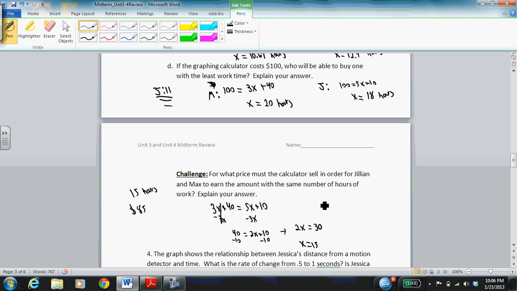So like I said, 15 hours. Now we could plug into either rule to see how much money that is exactly at 15 hours. 3 times 15 plus 40. For Max, that's 3 times 15 is 45 plus 40 is 85. And for Jill, it should be the same because that was the point of this part of the question. 5 times 15 plus 10. 5 times 15 is 75 plus 10 is 85. So this is, in fact, correct.